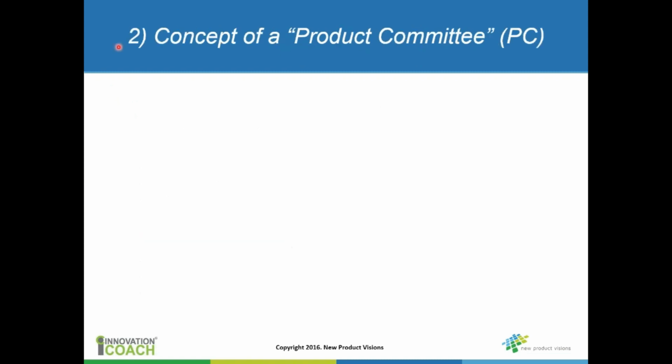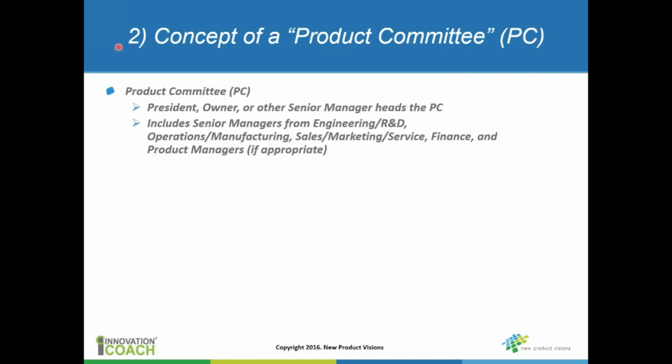Secondly is the concept of the product committee. Again, this should be part and parcel of your phase gate process. You can call it different things. I call it a product committee. This committee is typically going to be chaired by either the president or the owner or the senior manager who's responsible for the P&L for that business. So it really requires a high level of engagement, and that level of person should be involved with this particular committee.